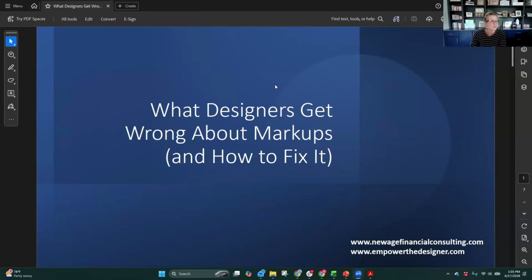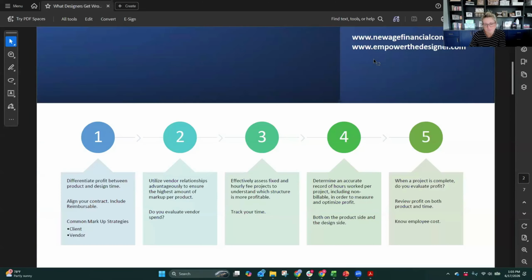But for today, we will be focusing on what designers get wrong about markups and how to fix them. So one of the first things we do with all of our clients, whether they're existing clients or new clients onboarding with us, is review and understand the difference between profit on product and profit on design time, specifically fees, and how you charge for fees.